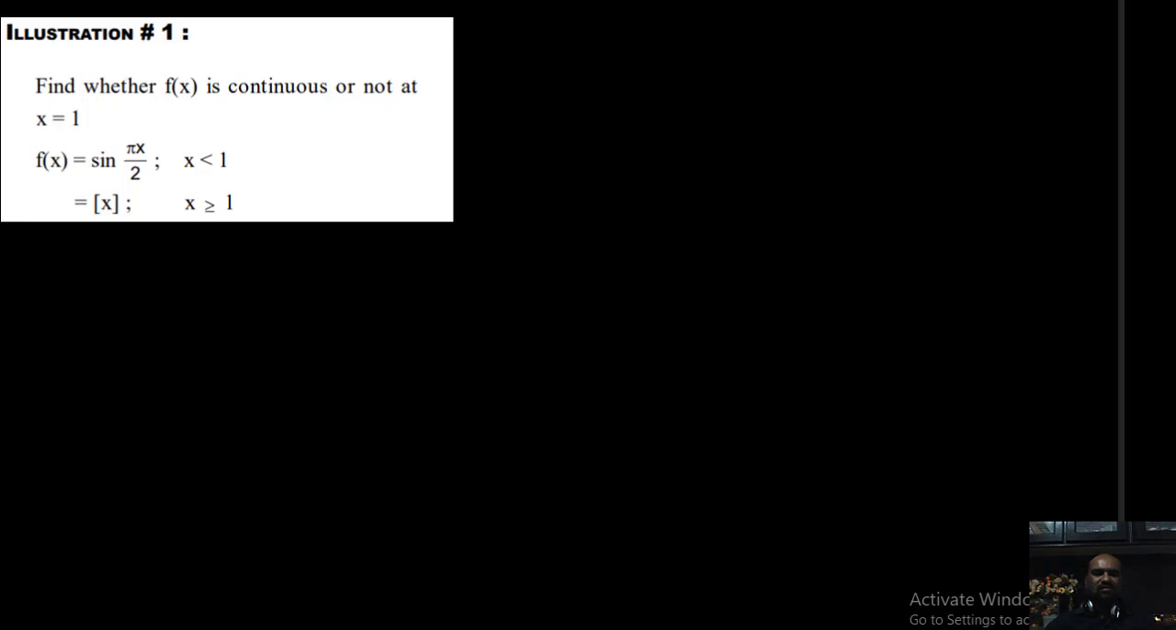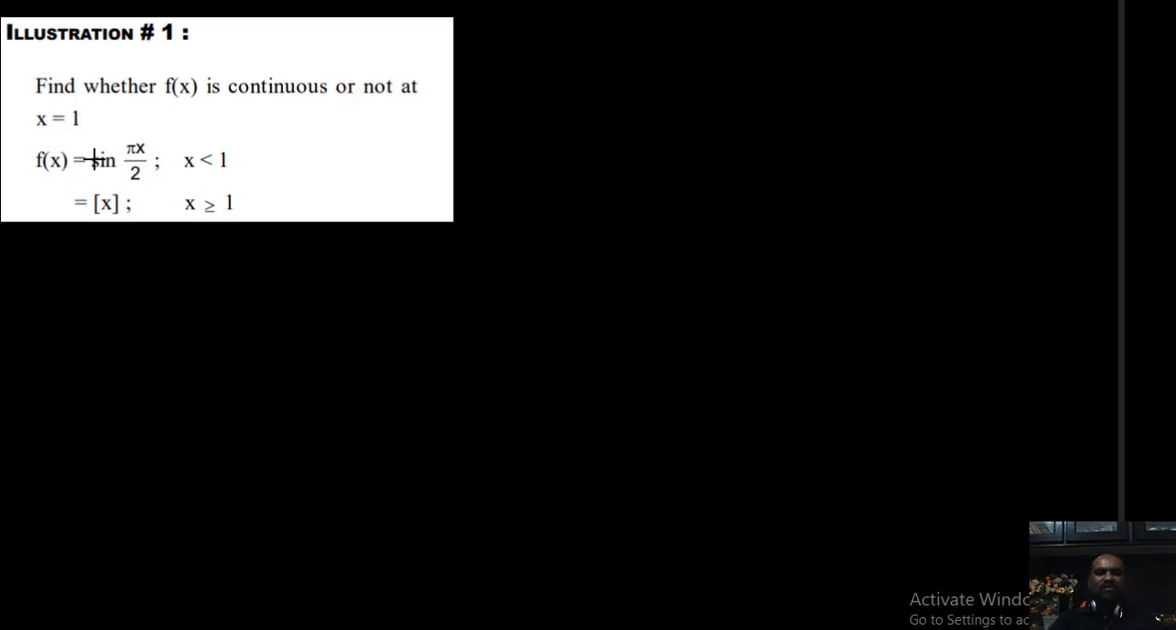Hello student, this is the fourth part of concept of continuity of a function. Today I am going to explain some problems based on checking continuity of a function at particular points. So today's first problem, students: find whether f of x is continuous or not at x equal to 1.